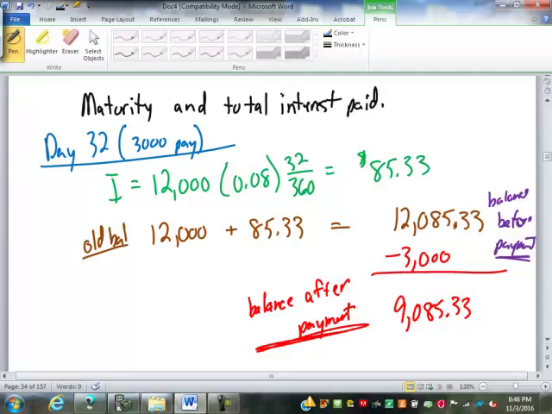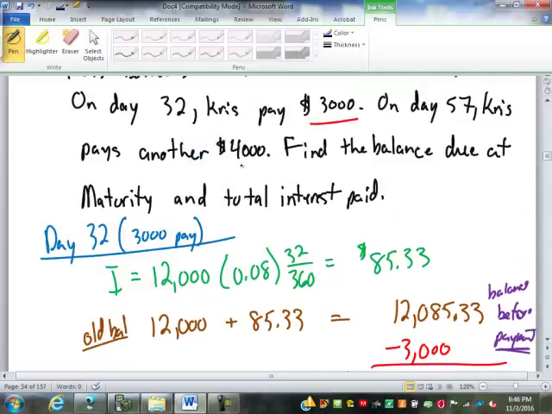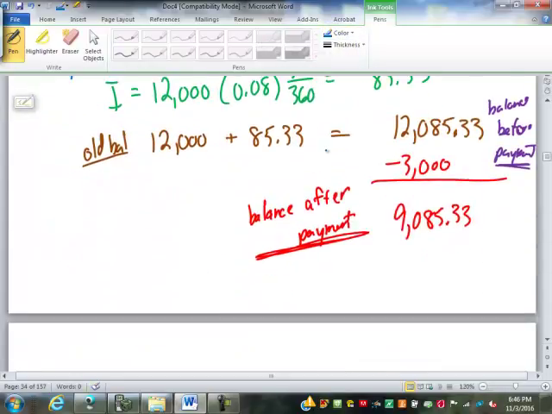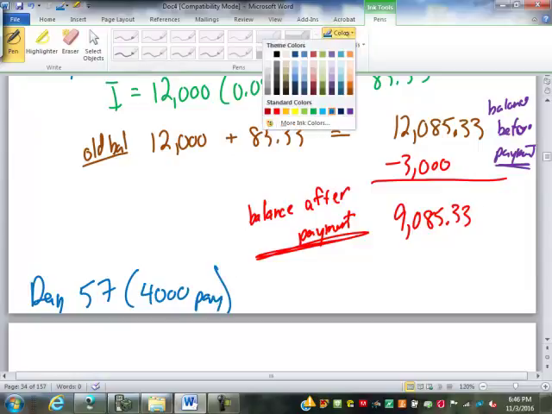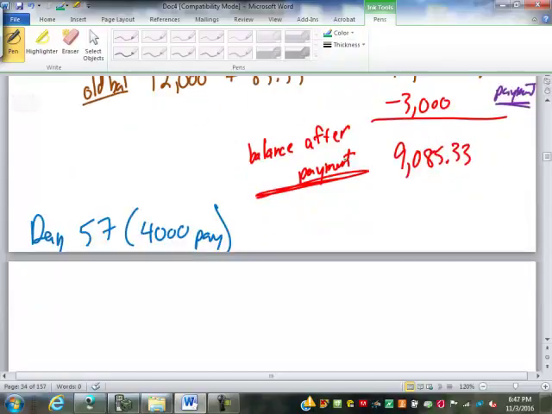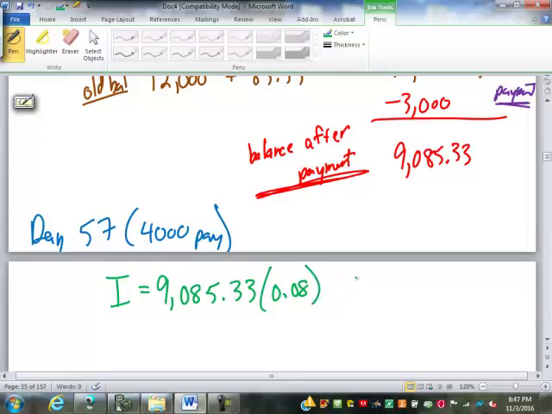When is the next action on the note? Day 57, a $4,000 payment. To figure out our interest, first of all, we're going to use the $9,085.33 as our principal now. Our rate is still 8% or 0.08. What's our time going to be?